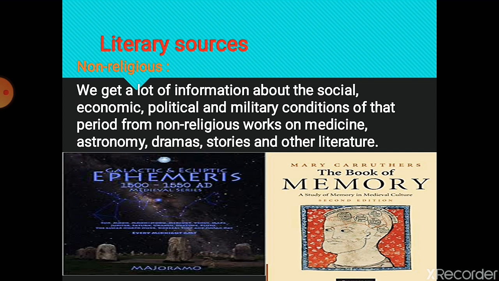And especially non-religious literature also provides us a lot of information about the social, economic, political and military conditions of the people of that particular period. You can see here two books I have given. This was written during the medieval period of time, but it was printed from time to time.